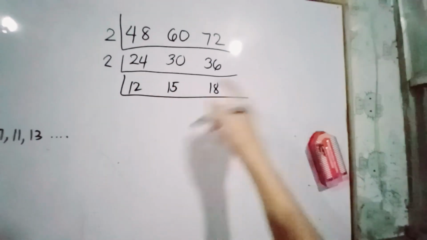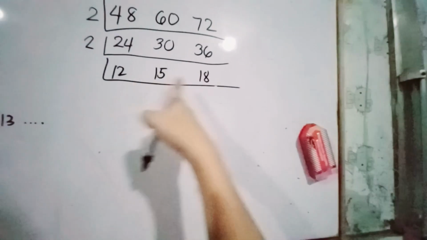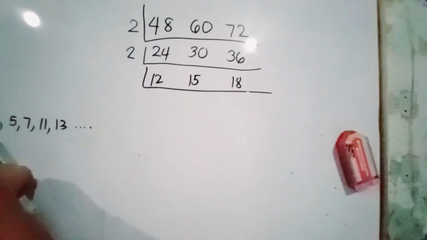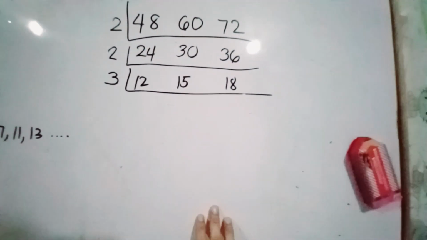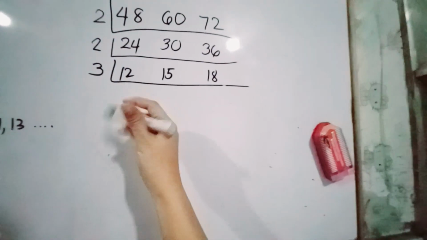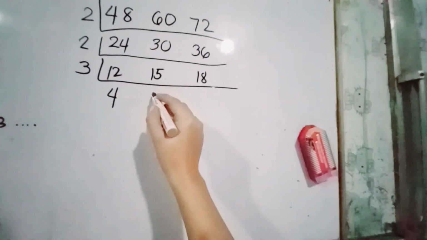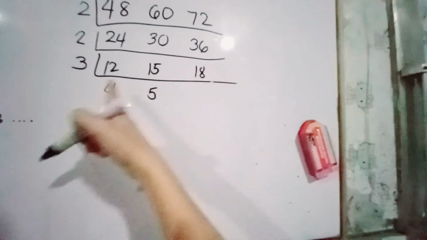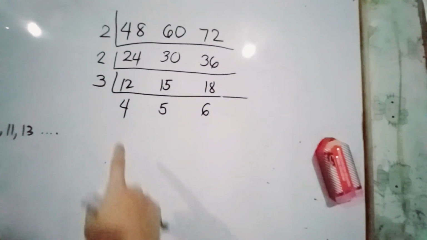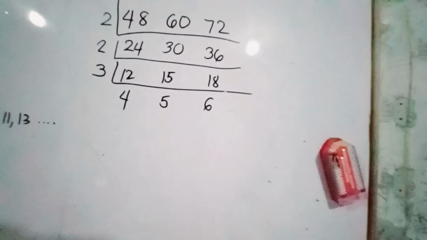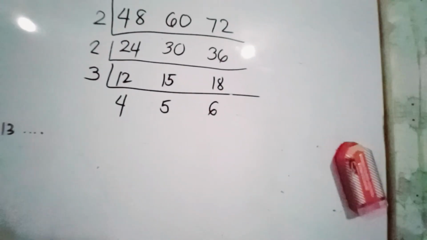So we have here 12, 15, and 18. They are no longer all even numbers, so we will proceed. Let's try if they are all divisible by 3. Of course they are. 12 divided by 3 is 4. 15 divided by 3 is 5. 18 divided by 3 is 6. As you can see, 4, 5, and 6, there's no more number that can divide all of them. So this is now the end part of our continuous division method.